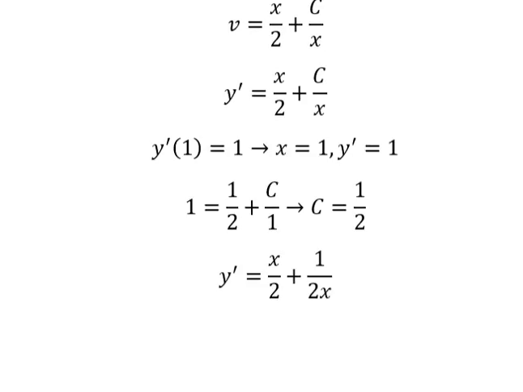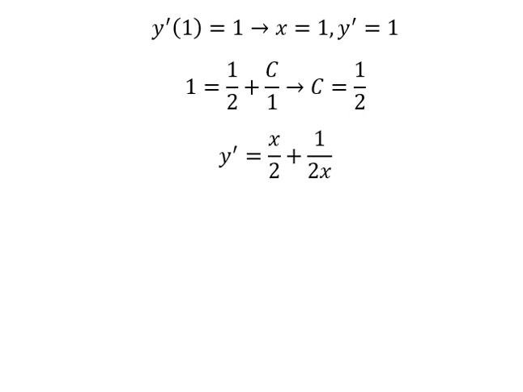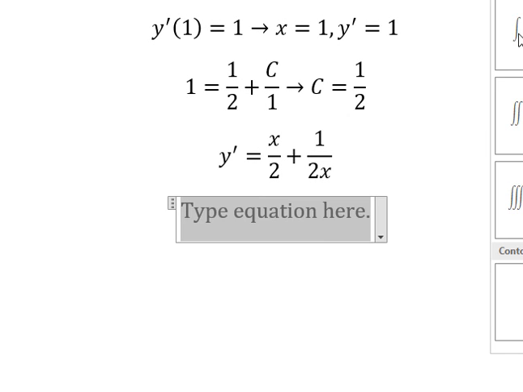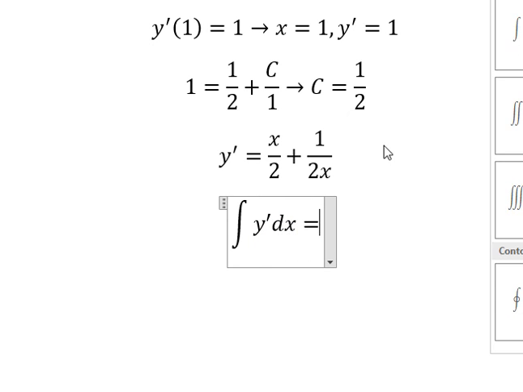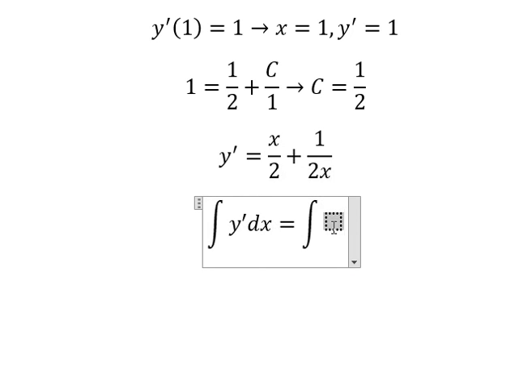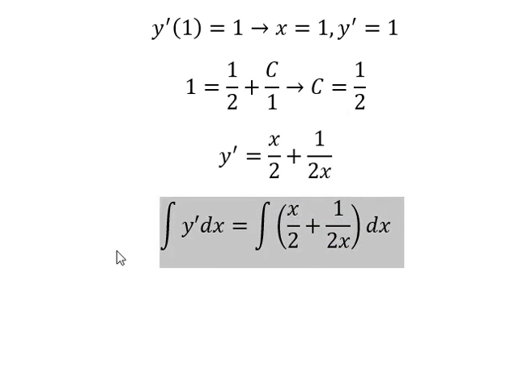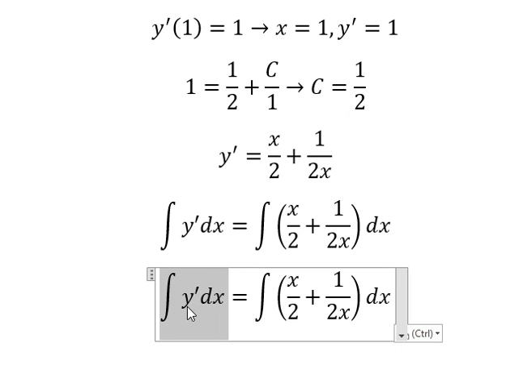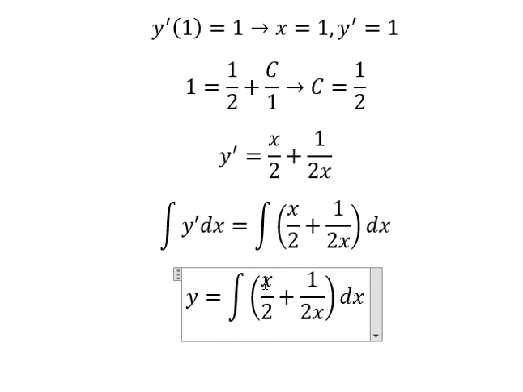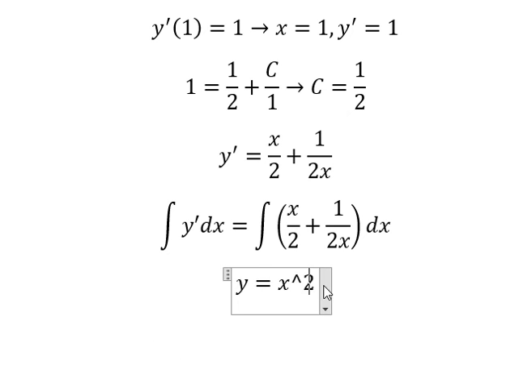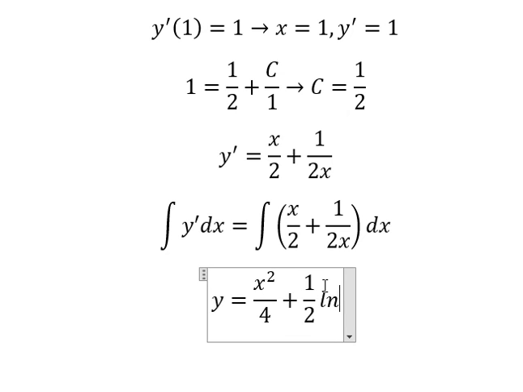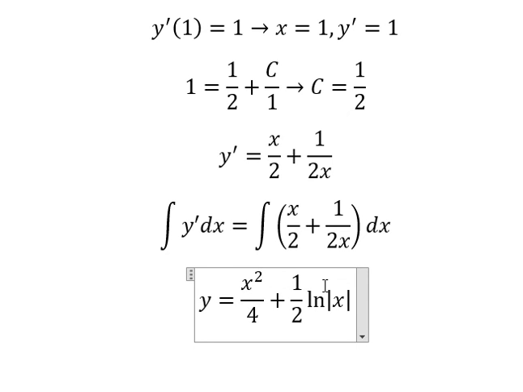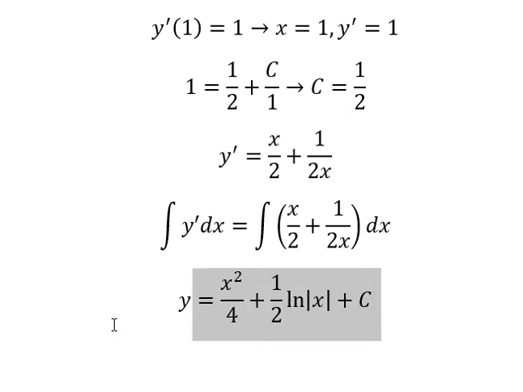Next, we need to put the integration for both sides. So the integration of this one, we have y about s, we have s squared over 2. So we have s squared over number 4. And the next one, we have 1 over 2 ln of the absolute value of s. And I will put c.